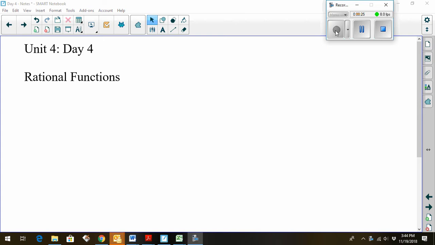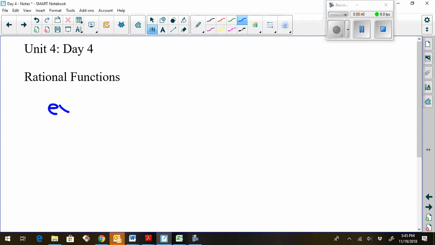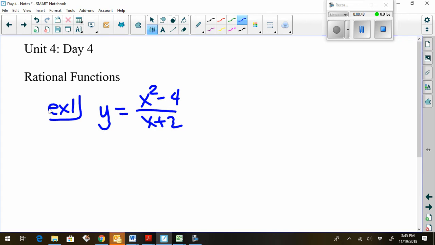So if I had a function in this form, remember we could have y equals or f of x or g of x, and both of those are really telling us the same thing. So if I have y equals (x squared minus 4) over (x plus 2), we can find all sorts of things out about this, right?